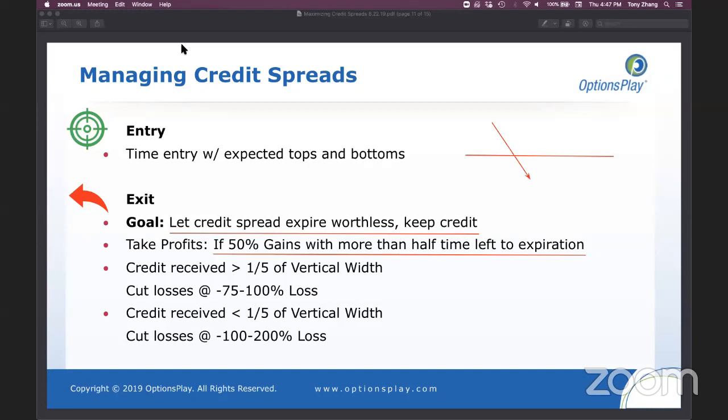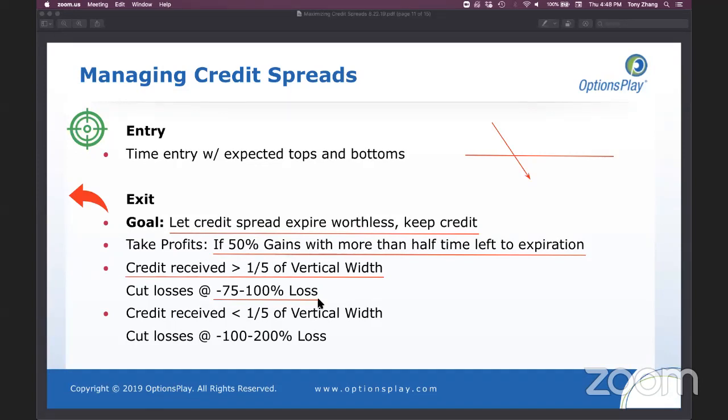Now, this is where it generally depends on how much credit you actually receive with respect to the width of the vertical. If you follow the rules that we just explained to you before, the credit that you receive will be greater than 1/5 of the vertical width, because you want to collect roughly 1/3 of the vertical width in credits. So if that's the case, you want to cut your losses at about 75 to 100% of the premium that you received. So if you received $1 and you're down $1.75, $2, it's time to get out of that trade.